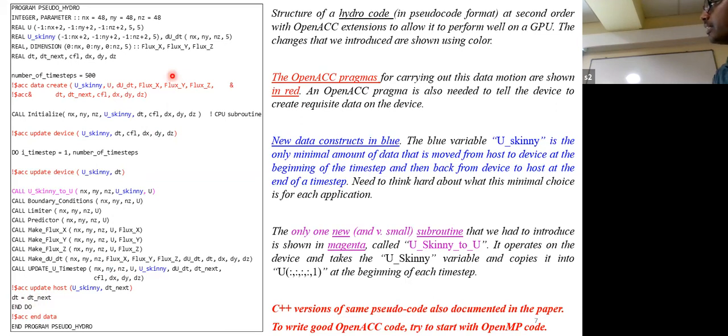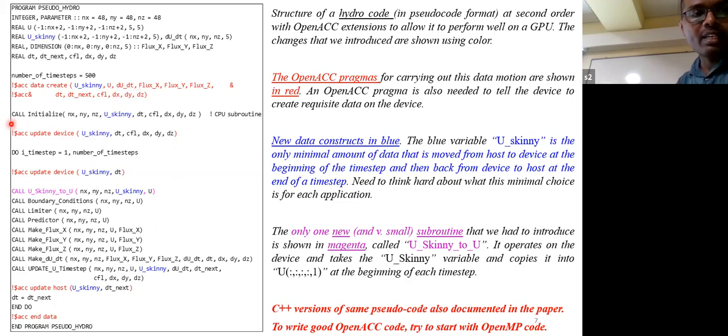The first one is the data create. In data create, we tell the GPU, create the memory for these variables, U skinny, U, du dt, flux, and all these variables, which means these variables are going to reside on the GPU as well as on the CPU memory, both. So when we tell the GPU to do the computation on the GPU, it's going to access these variables on the GPU and do the computation. If you do not tell, it's going to do the computation on the same variables, but it will be doing it on the CPU. So we should be aware of that.